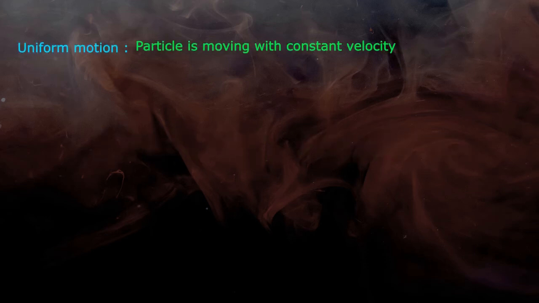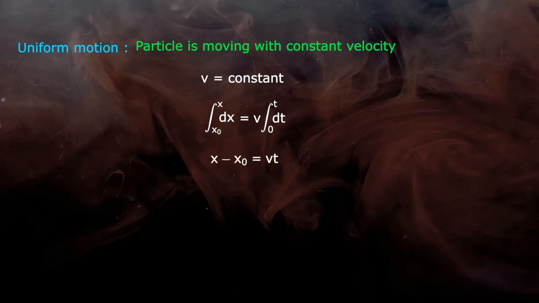If the particle is moving with constant velocity, it is called uniform motion. So v is constant and acceleration, that is change in velocity, is 0. To find the position coordinate x, integrate this equation for initial position x0 at time t equals 0 and final position x for time t. We get x equals x0 plus vt. But remember that this equation can be used only if the velocity of the particle is constant.